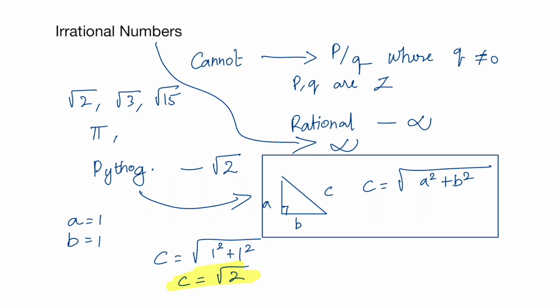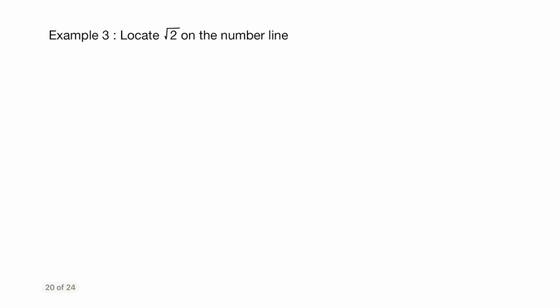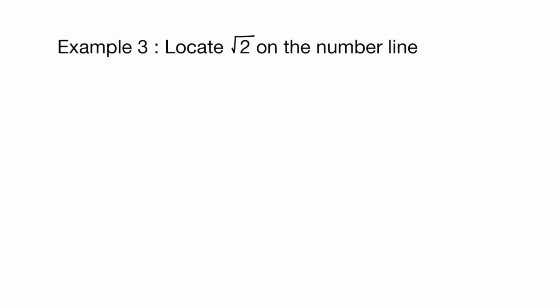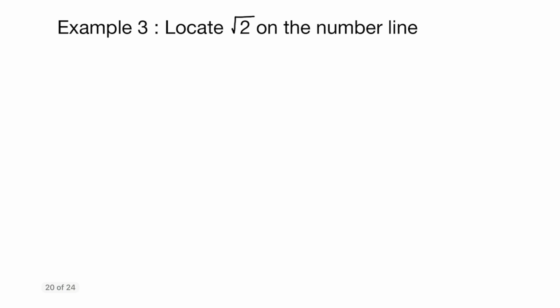Now we know that all rational numbers can be represented on a number line. Can irrational numbers be represented on the number line? Yes, of course, irrational numbers can also be represented on the number line, and that is what we are going to do here. This is the third example in the textbook, where you are going to locate root 2 on the number line.